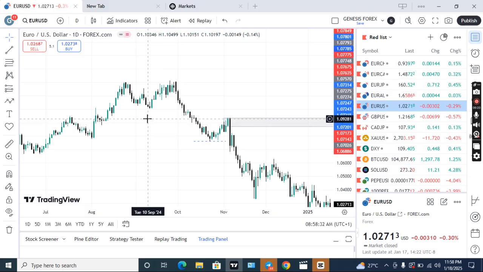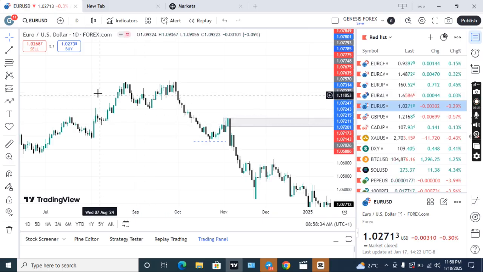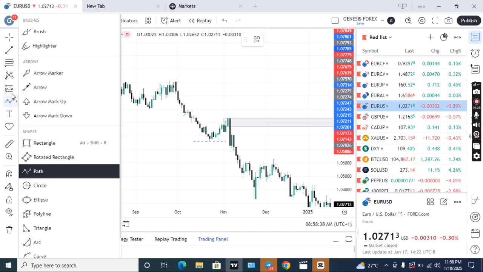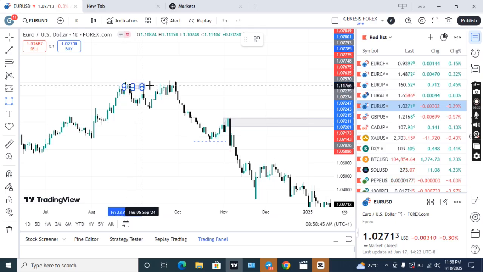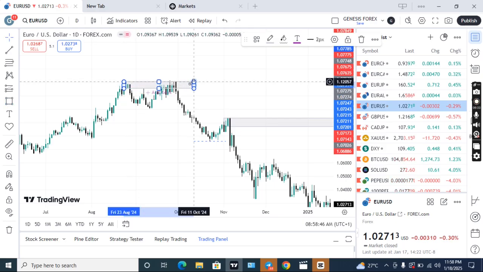Let's see. This place could be used as an order block. In fact, this place is an order block. This is the daily time frame, which means we can go to the 4 hour time frame, where we can still see more opportunities.